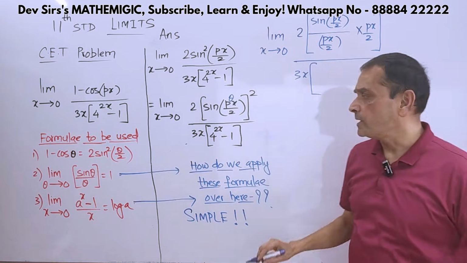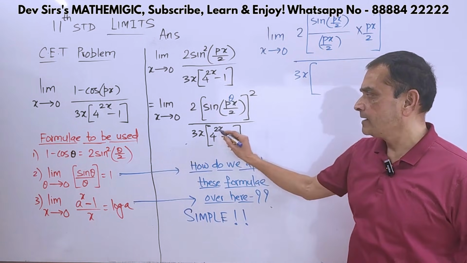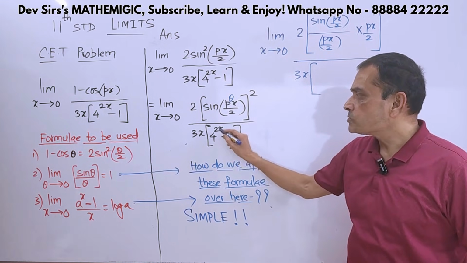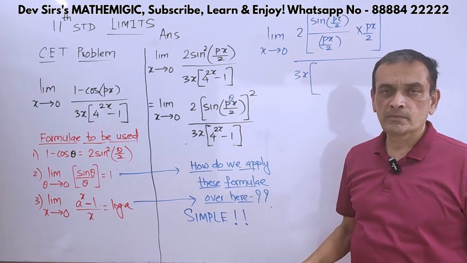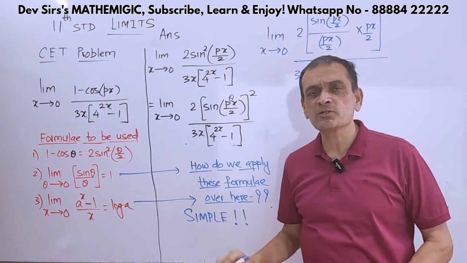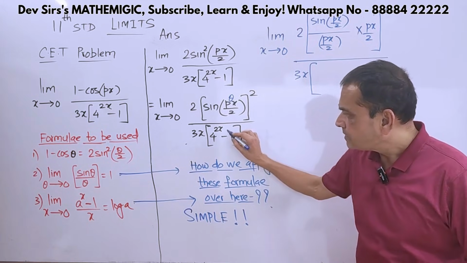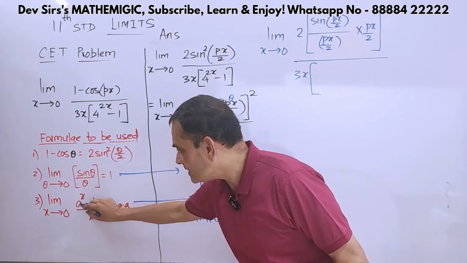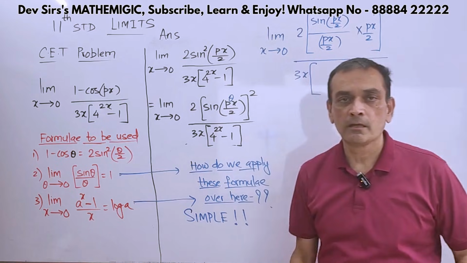How to apply the second formula? Supposing you call this a raised to x minus 1 upon x. Now you will ask why I say x there when it is 2x. Because look at the formula: it is a raised to x minus 1 upon x.